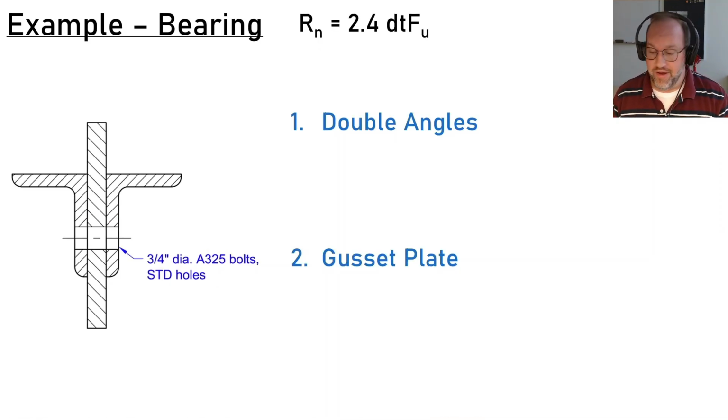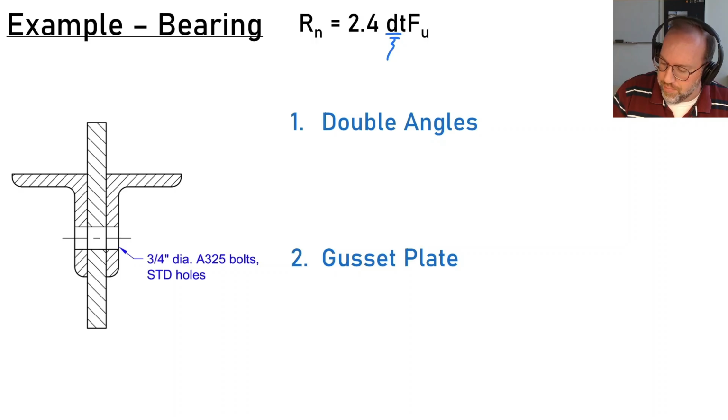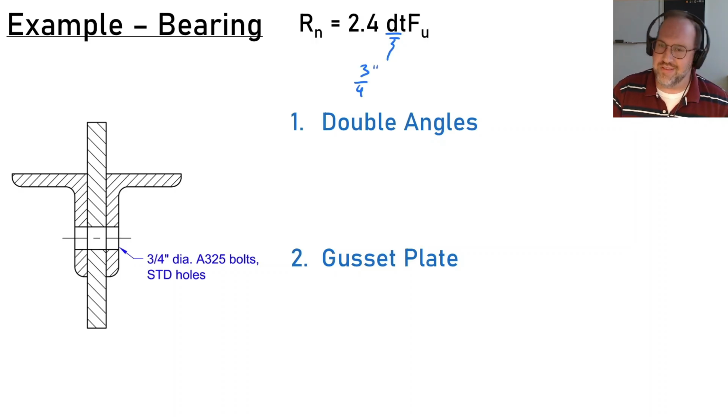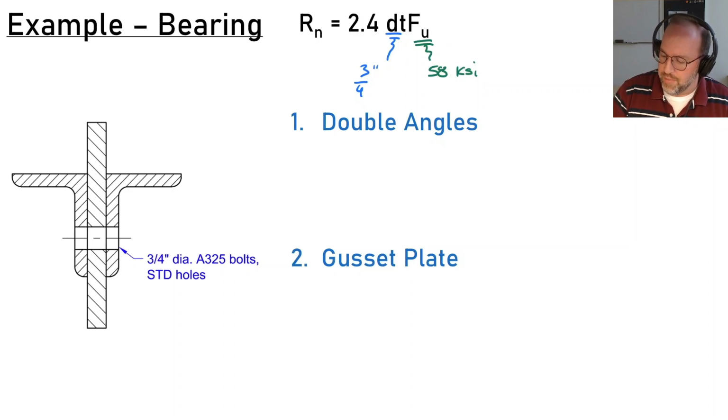So we'll start with bearing. We have to check bearing for each piece because each piece has a different thickness. And in theory, you could also use different grades of steel for each one. Now, D is the diameter of our bolt. That's going to be 3/4 inch. So we already know that. And then T is going to be determined by which piece we're looking at. We're going to assume A36 steel, which has an ultimate stress of 58 KSI. So we're ready to go. Our double angle is going to have a thickness T of 1 inch.